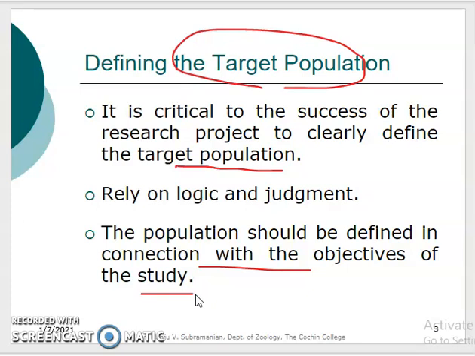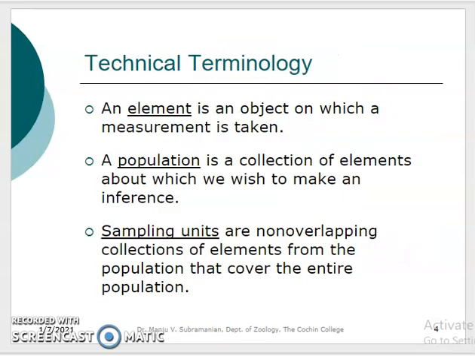So we have to choose a particular population for the study by clearly understanding the purpose of our study. So we must be very critical about the population which we are choosing for the study. And apart from this population terminology, there is a terminology called an element in statistics. It is an object on which a measurement is made. So an element is an object on which a measurement is made, and once again, the population is a collection of elements about which we wish to make an inference.